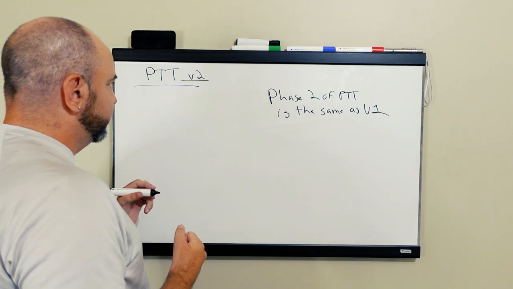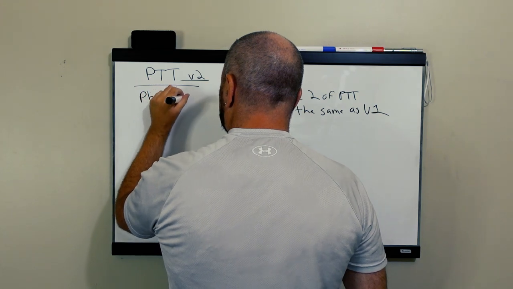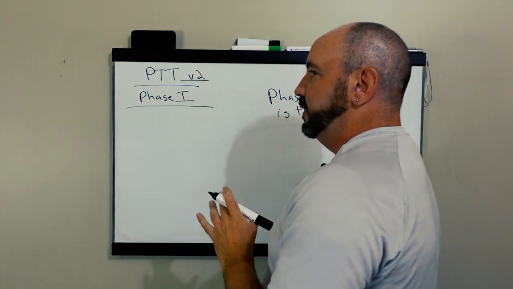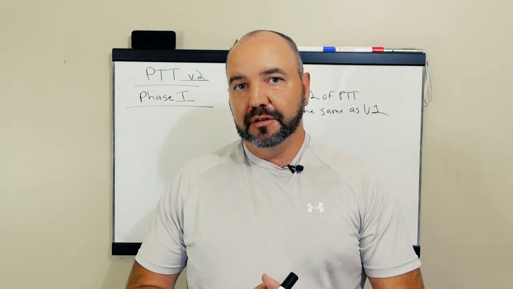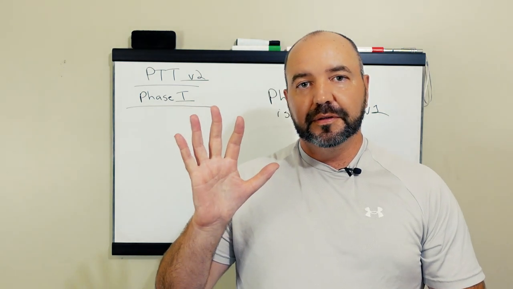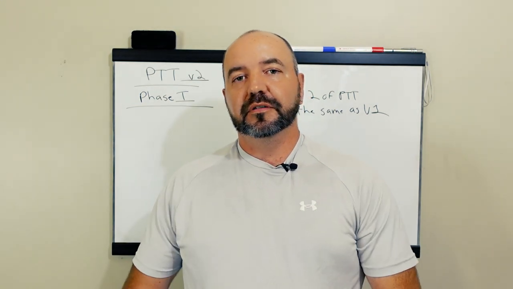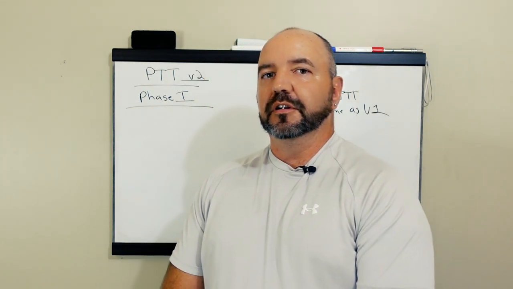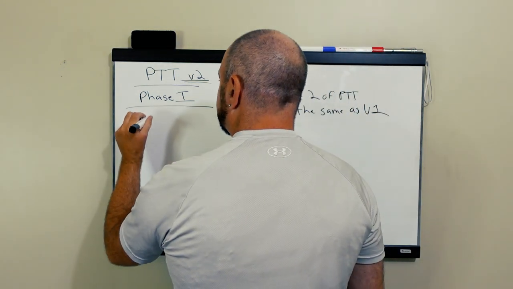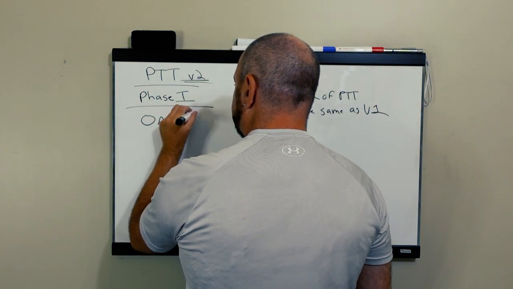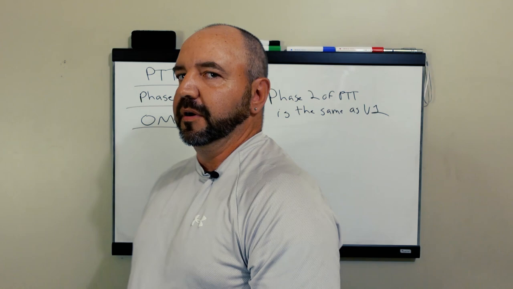So there's a difference now with phase one when it comes to version two. Okay, so what we did in the first version of Prana Transmission Technique is we did heart rate variability breath. We did 5 repetitions of heart rate variability breath to clear away the emotional inflammation surrounding a thought. Well, we're going to do something very different this time. This time, in version 2, phase 1, we're going to do Om Japa instead of heart rate variability. Brad, what does Om Japa mean?